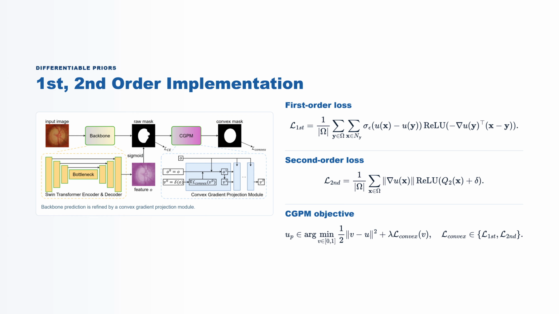For the first and second order cases, we turn the conditions into differentiable losses. The first order loss penalizes violations of the supporting half-space condition. The second order loss penalizes violations of the Hessian-based condition. Then we introduce CGPM, the convex gradient projection module. Given a raw network output, CGPM finds a nearby mask that better satisfies the convex prior. This can be viewed as an unrolled optimization step, so it can be integrated into modern segmentation networks.